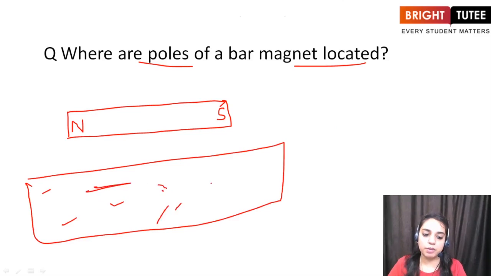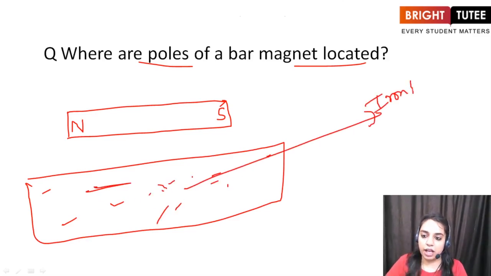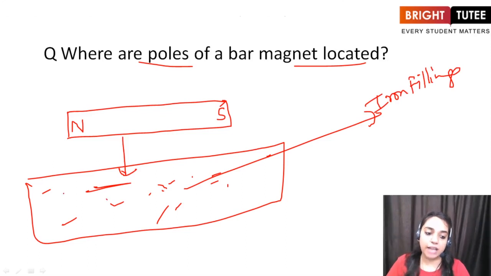will put some of the iron filings, and then we will bring this bar magnet near this, and we will observe that these iron filings will start clinging towards this magnet because they get attracted, and they will be attracted towards the bar magnet in a particular pattern.